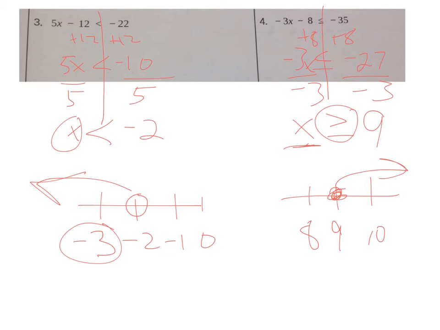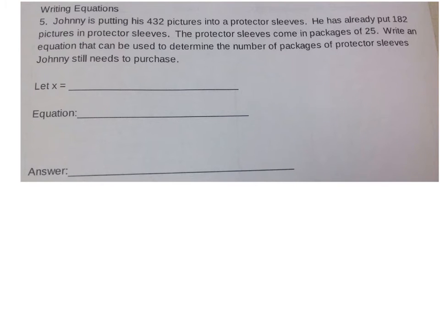Next one. On this right here, it says Johnny. Well, first off, we're going to be writing equations from this story problem. It says Johnny is putting his 432 pictures into protector sleeves. He has already put 182 pictures in protector sleeves. The protector sleeves come in packages of 25. Write an equation that can be used to determine the number of packages of protector sleeves Johnny still needs to purchase.